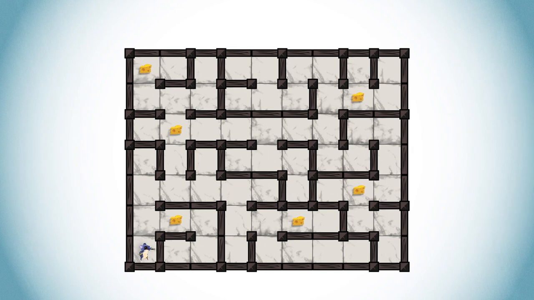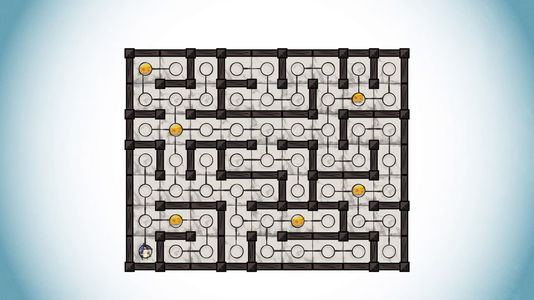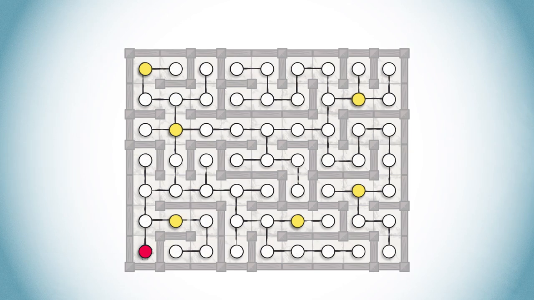Let us now see how picking up all the pieces of cheese in a maze is a reduction of the TSP. Let us consider this maze, which also shows its associated graph. The pieces of cheese are represented by yellow vertices. Our starting position is shown in red. It is easy to see how determining the shortest path to collect all the pieces of cheese will somehow come down to solving a TSP.